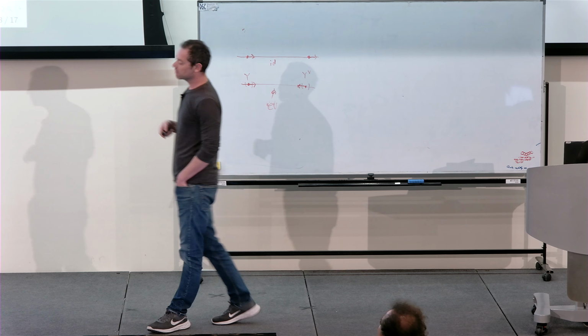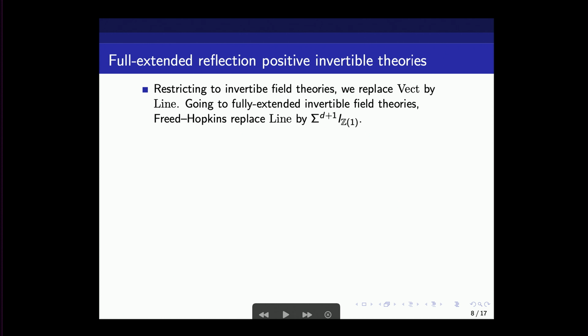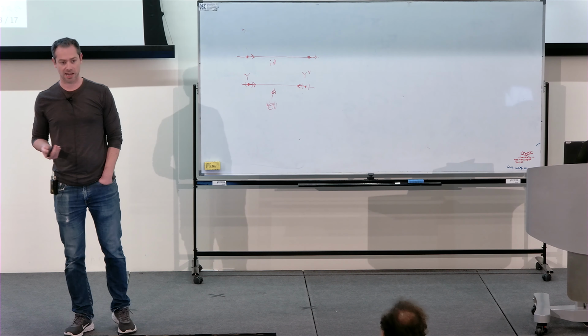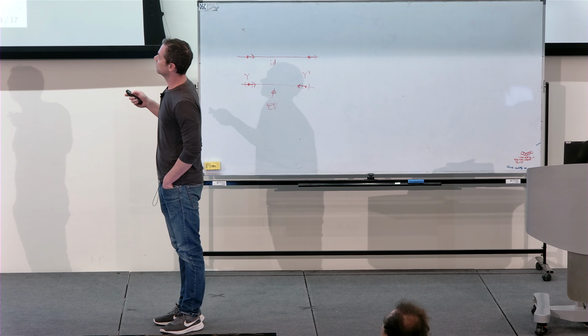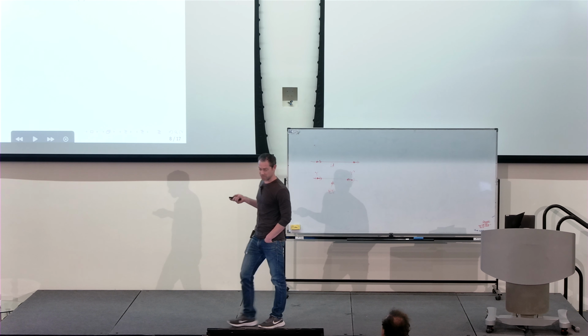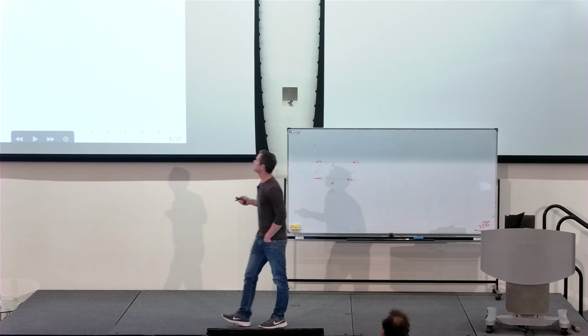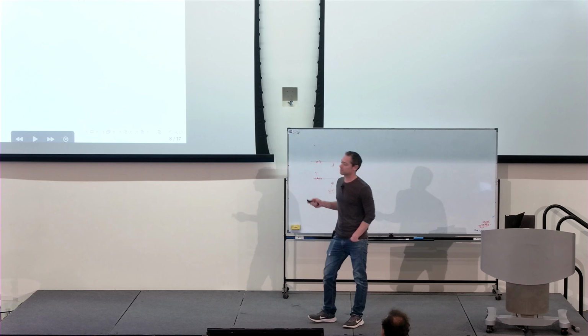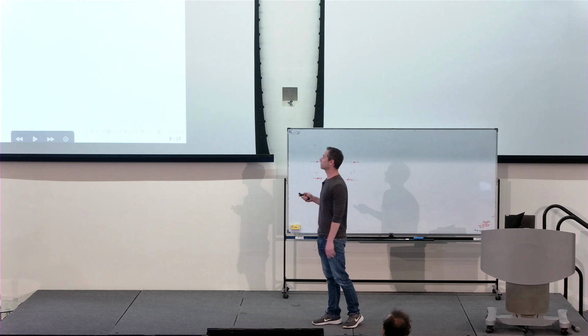Okay, so now let me go to the fully extended setting. Basically, what I want to do to go to the fully extended setting is replace the one category of vector spaces by some kind of higher category. And first of all, I should say I'm in the invertible case. So instead of taking finite dimensional vector spaces, I'm going to take just complex lines. And when I go to the fully extended case, I want some kind of higher categorical replacement for this category of lines. And Freed-Hopkins choose this Anderson dual, or rather a shift of the Anderson dual.